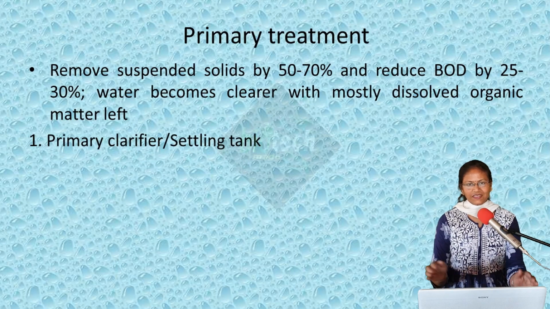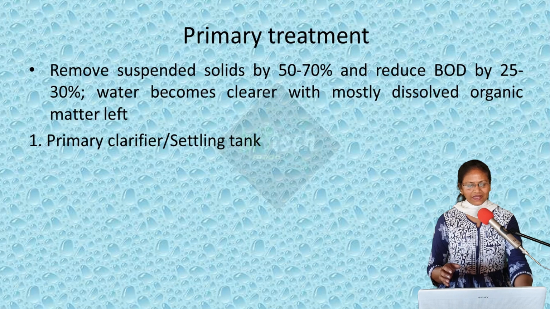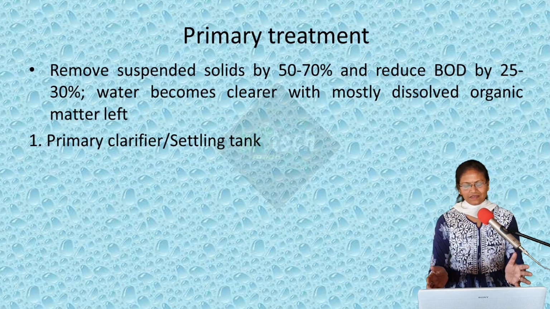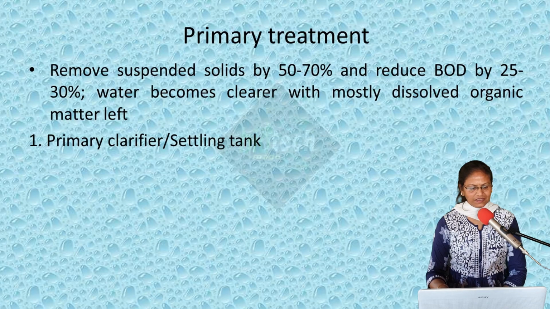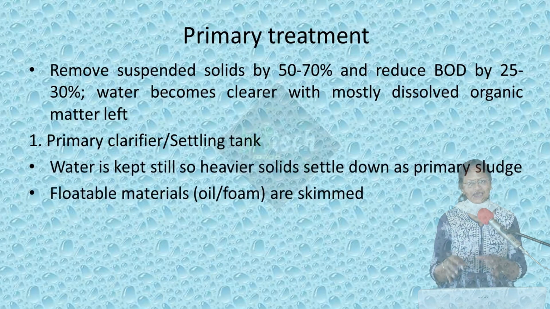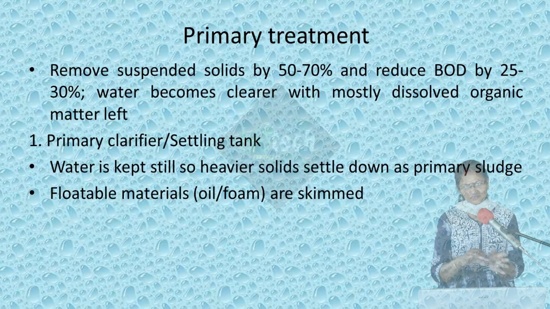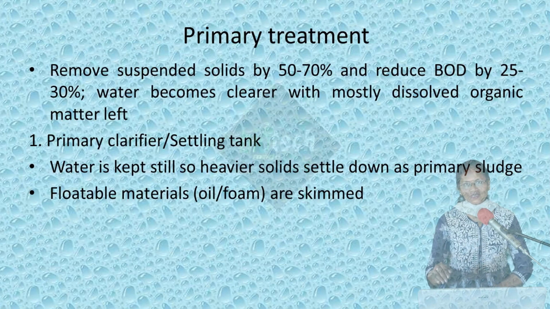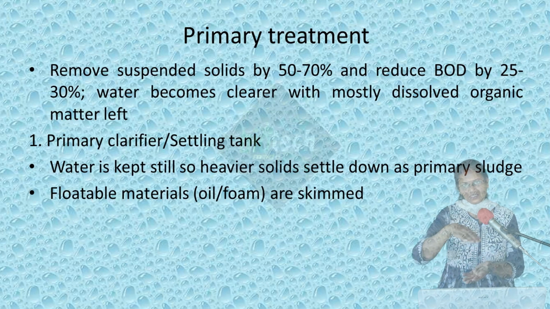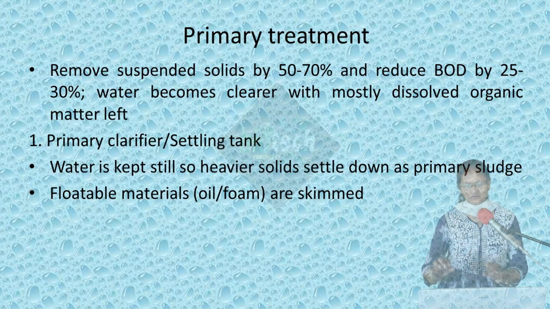So here the first one is the clarifier, the primary clarifier or settling tank. This is the first part of the primary treatment. Here you see water comes after the preliminary treatment, and it is kept here still for quite some time, 2 to 3 hours. During that period, whatever heavy solids are there settle down, and these are called the primary sludge. And there is another layer floating on the surface, which is skimmed off.